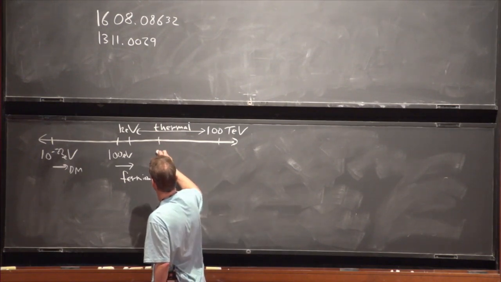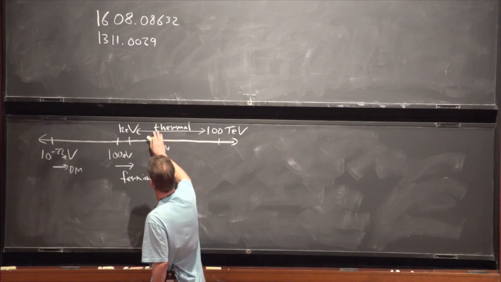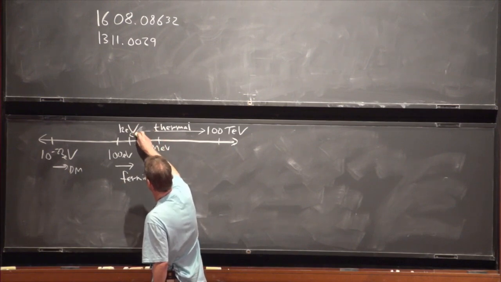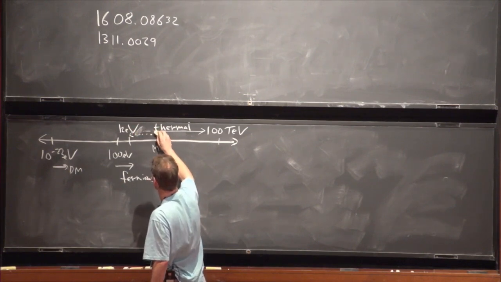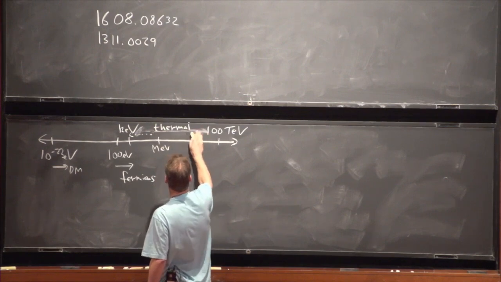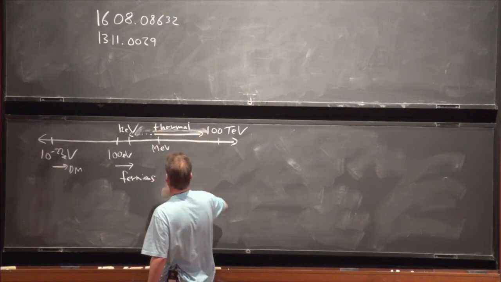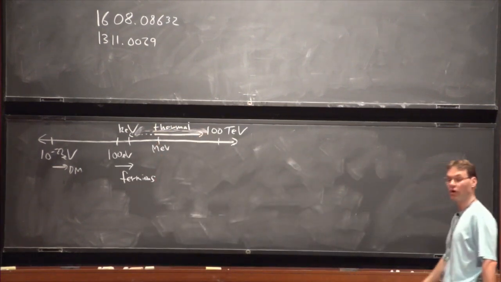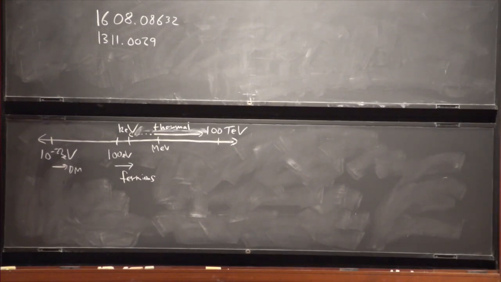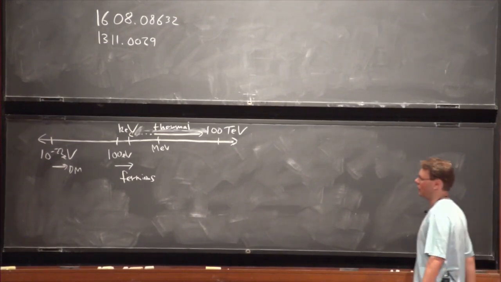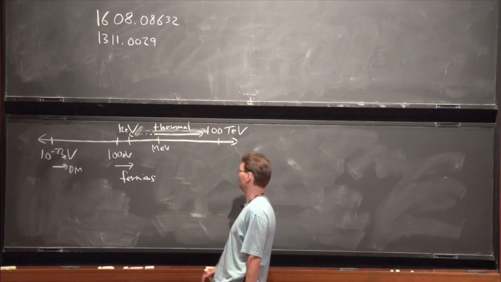So what I'm going to do, we can make this part a little bit dotted, so you might imagine that there are some exceptions to this, but in principle, below an MeV, you have to worry about bounds from N-effective and BBN. So if you really want to have it in thermal contact, then it should probably be above an MeV.